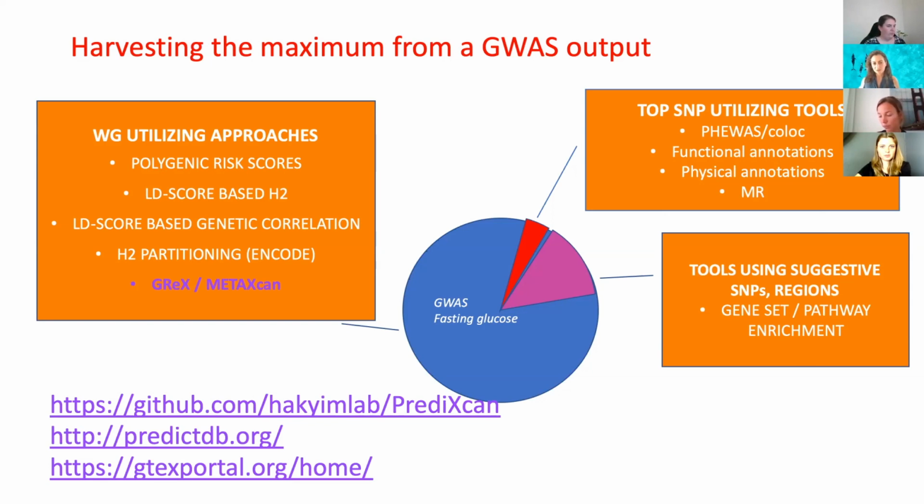So what they did is, in the lab of Hakim, they made a tool called PredictScan, as well as MetaScan. PredictScan works on individual phenotypes, whereas MetaScan works on summary statistics data. And what they did, they used GTEx consortium data. They built elastic net models for gene expression.